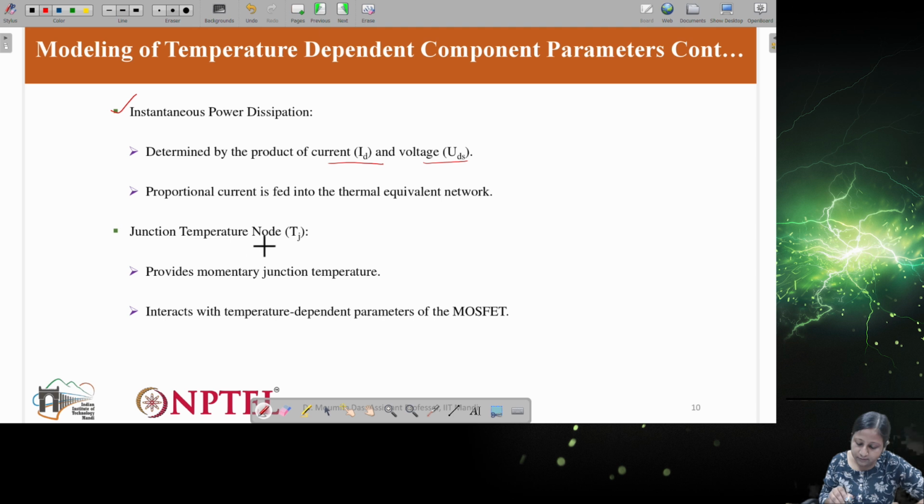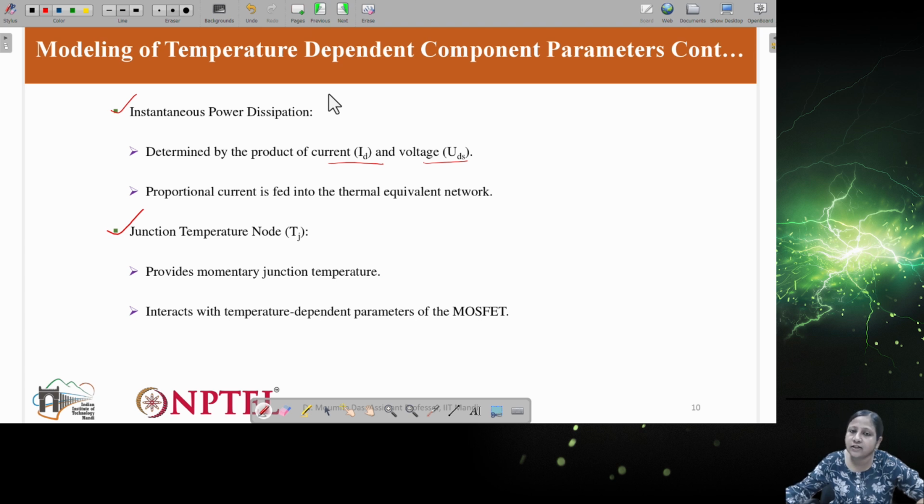Now junction temperature node. It provides momentary junction temperature and interacts with temperature dependent parameters of the MOSFET. So once we have these power losses, from there we can get the proportional current, which gives us the junction temperature, and this junction temperature provides the momentary junction temperature. So once the current is increasing for transient time, then it will give the momentary junction temperature which will be during that particular time.